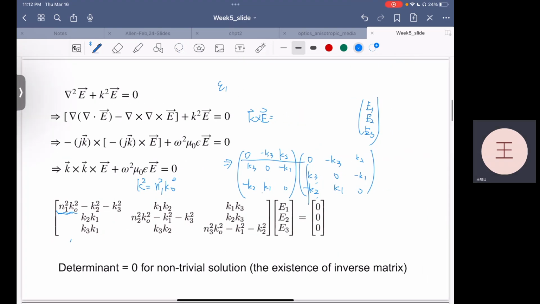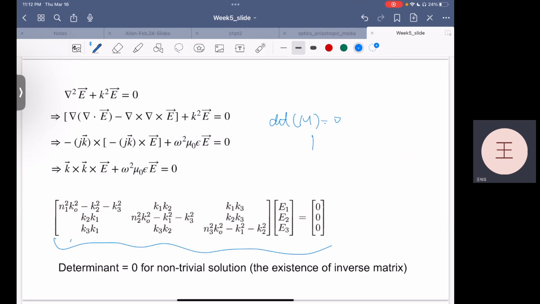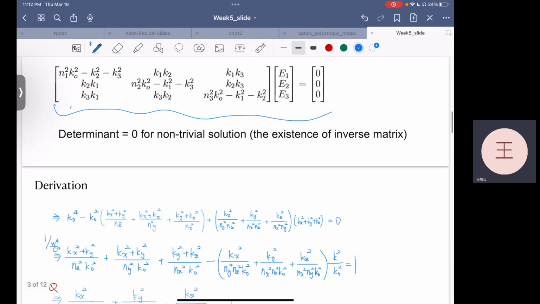Now, it's time to solve for this equation. But for us to have a non-trivial solution, linear algebra tells us that this matrix needs to have a determinant equal to 0, which suggests that it has no inverse matrix, and thus we will get a non-trivial solution. So I would like to emphasize here that remember our ultimate goal is to have the electric field.